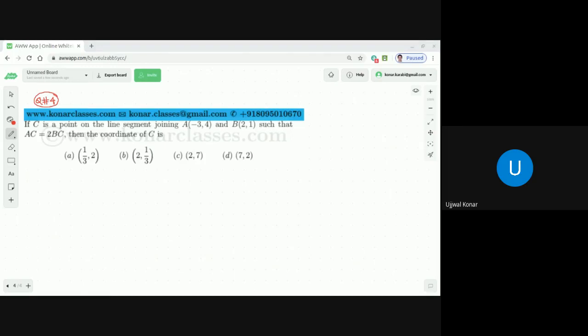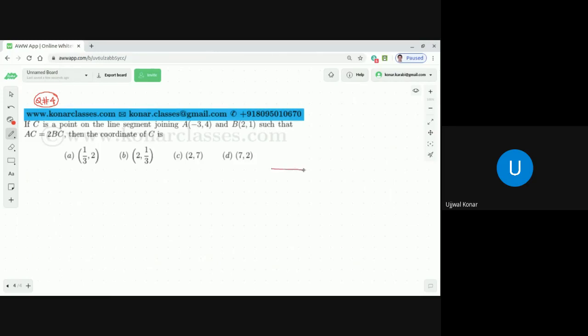So for that, as we know the distance formula, we should leverage the distance formula here, dear students. To proceed, we can use the distance formula. Also, there is another approach you can think of: let's first give a visual representation of this problem. So AC is equal to 2 into BC.